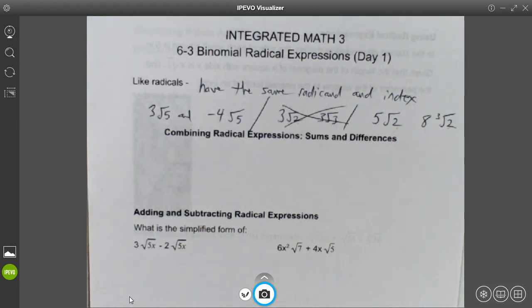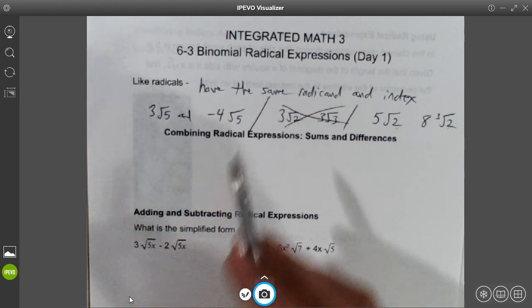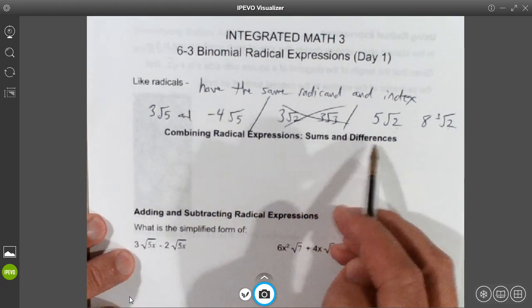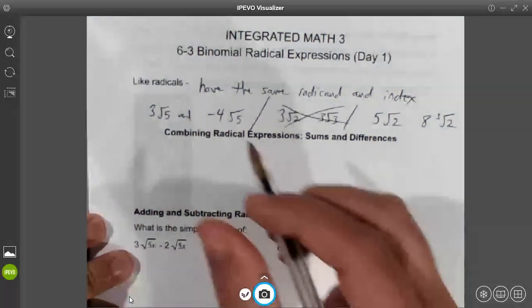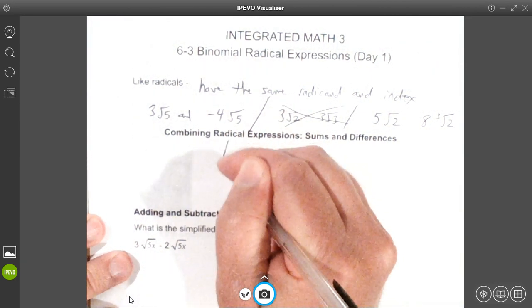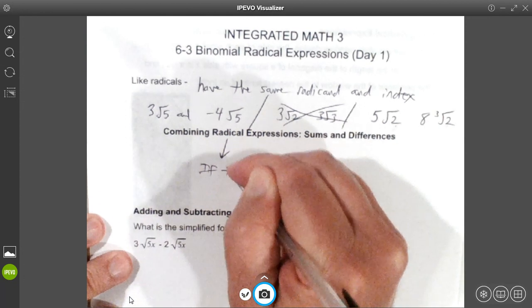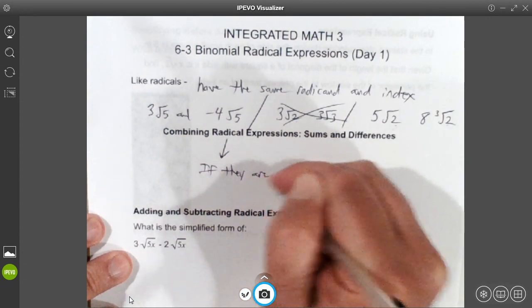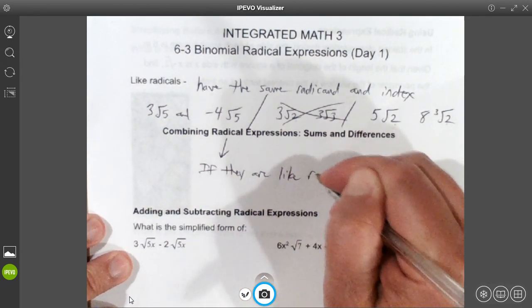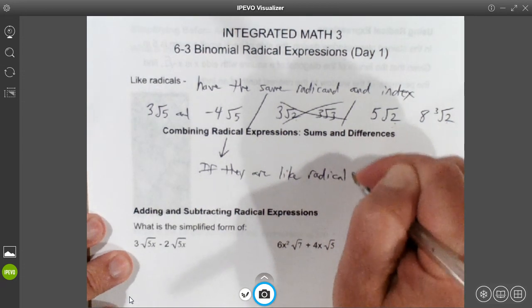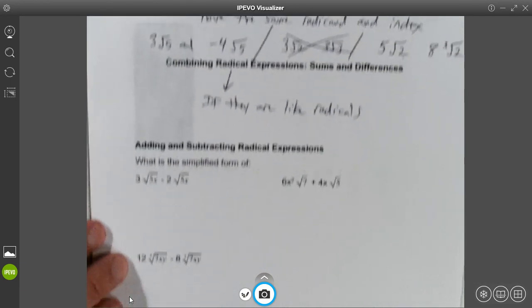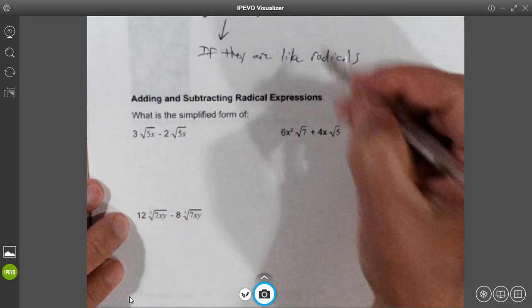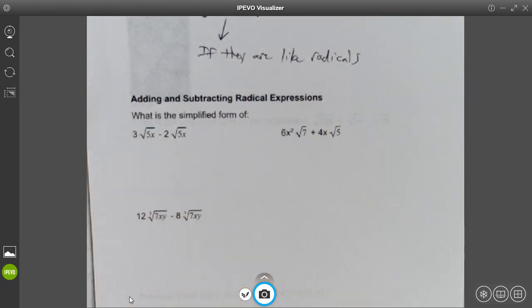And so to combine radical expressions, today we're going to look at sums and differences, addition and subtraction problems. We can only combine radical expressions if they are like radicals. That's the only time we can add and subtract radical expressions. And we're just going to look at some examples here real quick. There's probably some more definition I could give you there, but I'd rather get on to the examples.